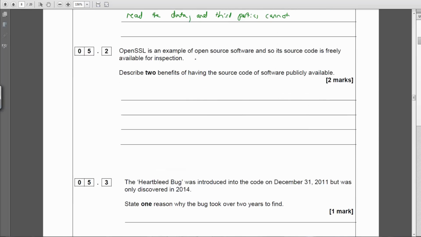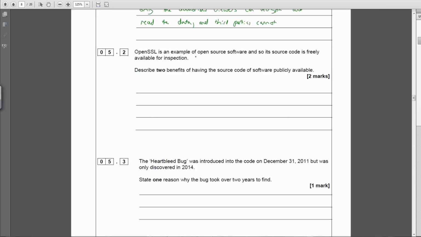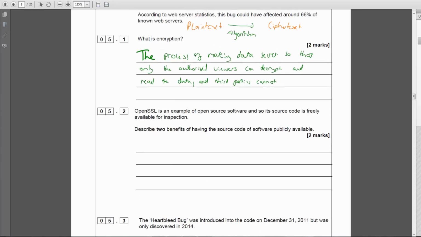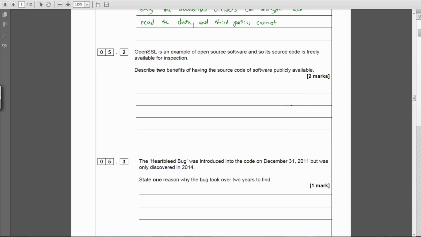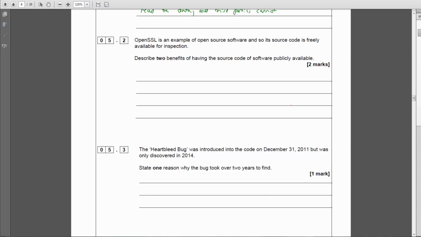Okay, so the next question is not massively to do with encryption, it seems. It's an example of open source software. Open source software is where the source code is publicly available, so probably Linux is the best example. And yes, the source code is freely available for inspection. And so, describe 2 benefits of having the source code of software publicly available. Right. The key word I've noticed here is inspection. So that implies someone's looking at it with quite a lot of scrutiny.